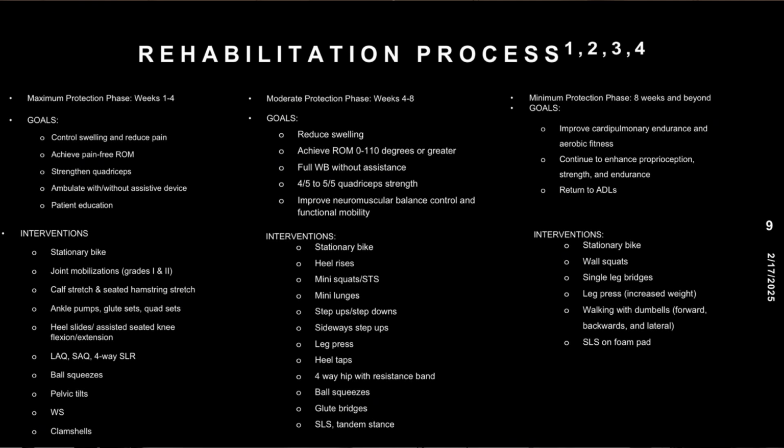But we will start them off on the stationary bike just to improve blood flow and range of motion. We're going to do joint mobilization, specifically grades 1 and 2, because we know that those have neurophysiological effects. So we can either do it at the patellofemoral joint or tibiofemoral joint, wherever we see that the patient is benefiting from these modes, we're going to do them there.